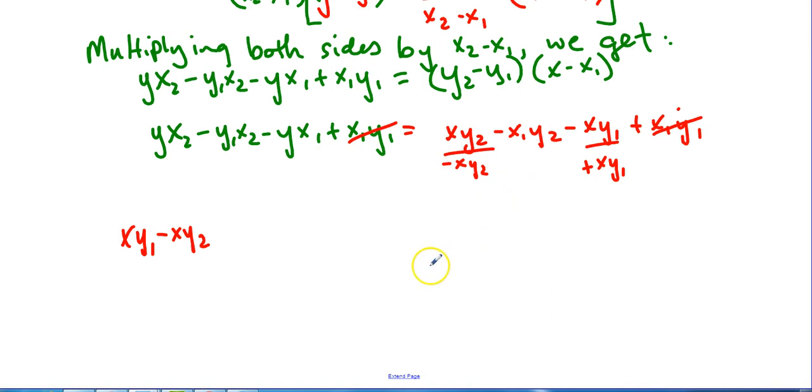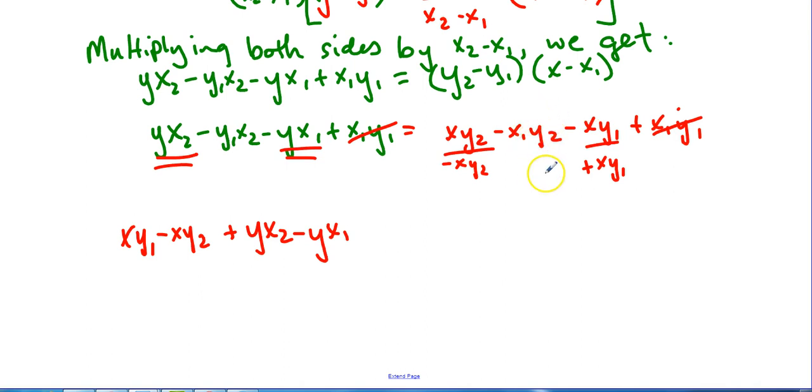So the next thing we want to look for are the terms that have just a single y in them. So here's one. So we've got a plus y x2. And then the other one's right here. So we've got a minus y x1. So I've taken care of those.